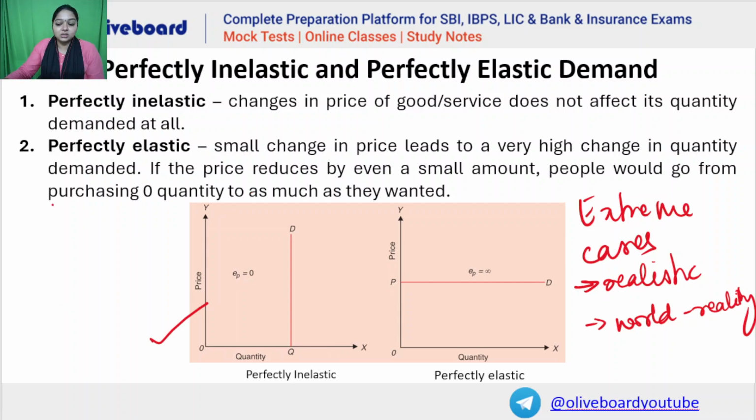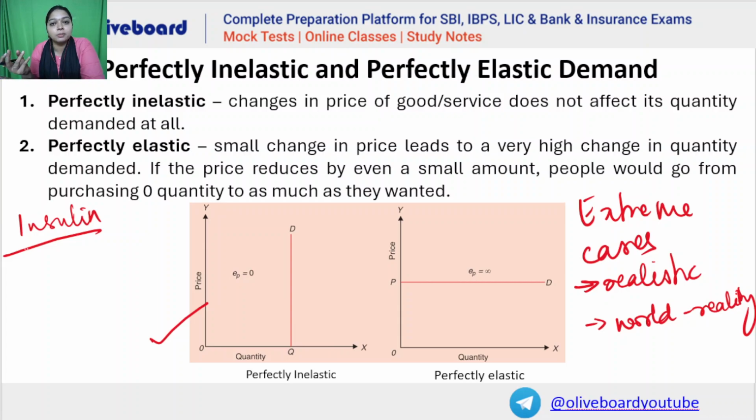So for example, you can take insulin for your diabetes patients. No matter how much price will increase, they will still demand the insulin, because it is life saving for them. But suddenly if price of insulin drops, will they suddenly go buy more and inject more insulin into their body? No, they won't. They will still be injecting the previous quantity only.